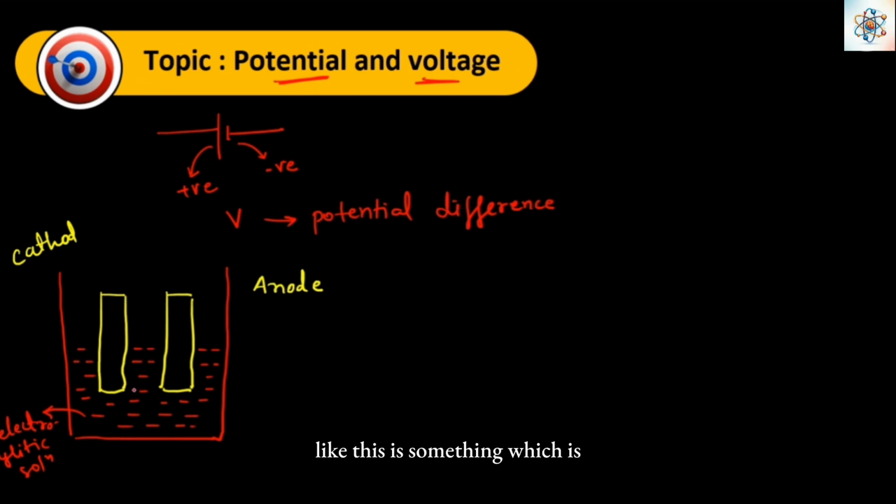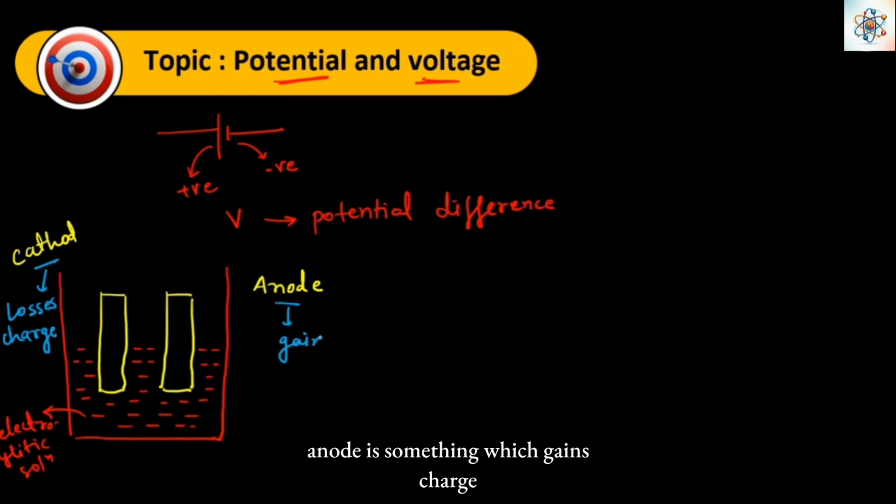This is completely chemical, and there exists a chemical reaction, which is completely the chemistry part. But for us, what we can assume is the cathode or anode, whatever it is. Let me just explain the actual behavior also. Cathode is something which loses charge. Anode is something which gains charge.